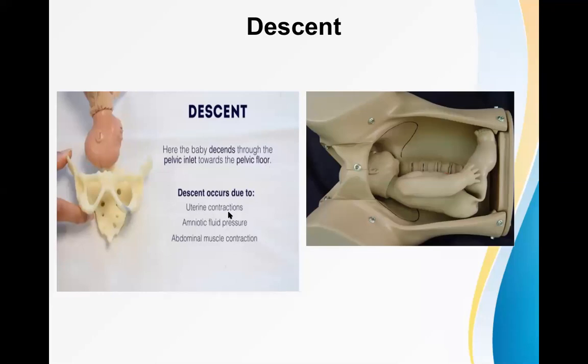This is because of the rotation and the flexion. So descent occurs due to uterine contraction, amniotic fluid pressure, and abdominal muscle contraction, to summarize. And exactly, the descent happens like this. See there, this is the baby, okay. This is the pelvic cavity, and the baby is going downwards.